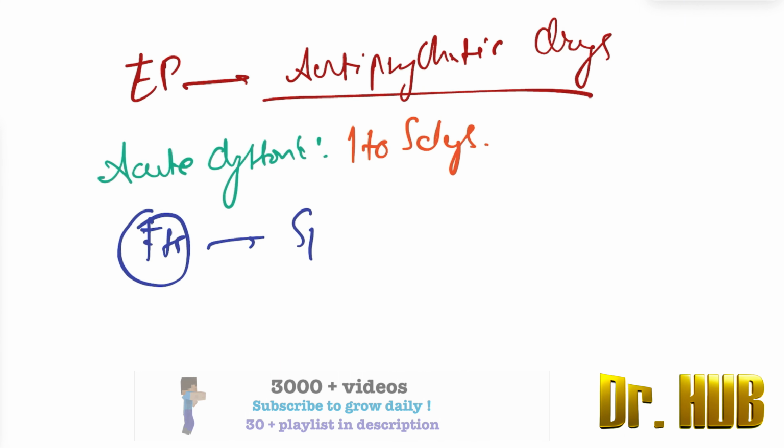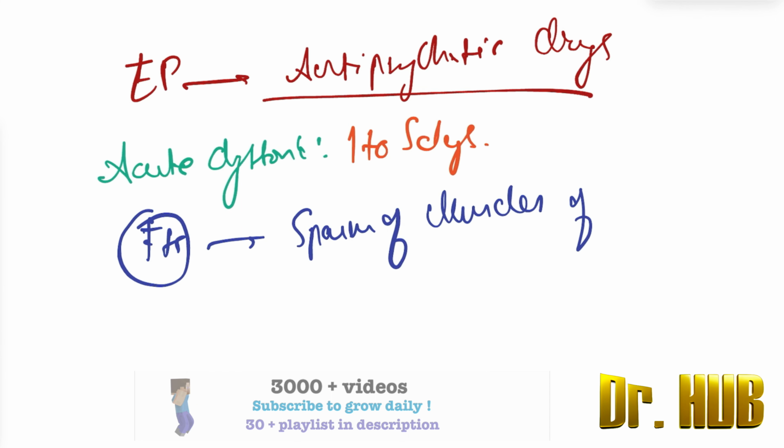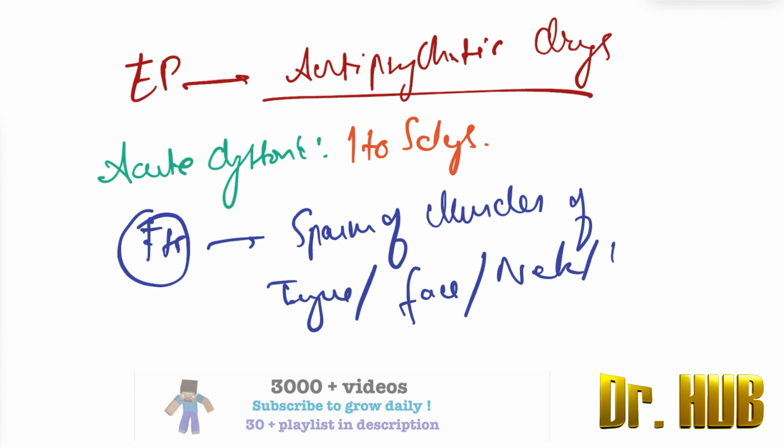The features include spasm of the muscles, and this is of the tongue. Then there is also the face, then the neck as well as the back. So all of these are involved.